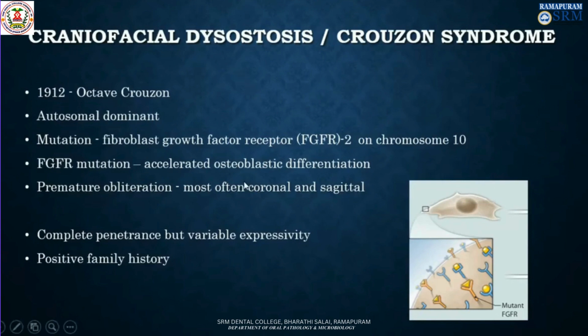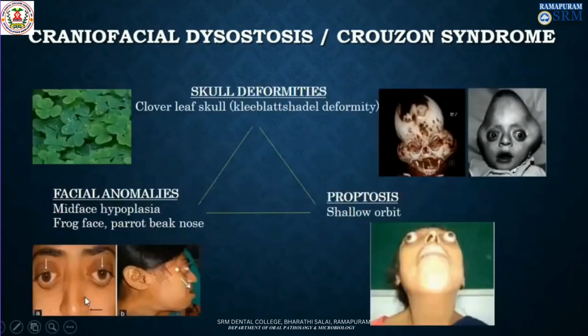This type of genetic disease has complete penetrance but variable expressivity, meaning that the severity of the disease differs between individuals. Some might have mild disease, but some may have a moderate or severe disease. Most of the patients will have a positive family history. These are the most commonly observed clinical features. The skull deformities may be present. As we discussed earlier, based on the type of suture that is fused, the skull may be brachycephalic, scaphocephalic or trigonocephalic. Sometimes when the coronal, sagittal as well as the lambdoid sutures are fused, then we call it cloverleaf skull.